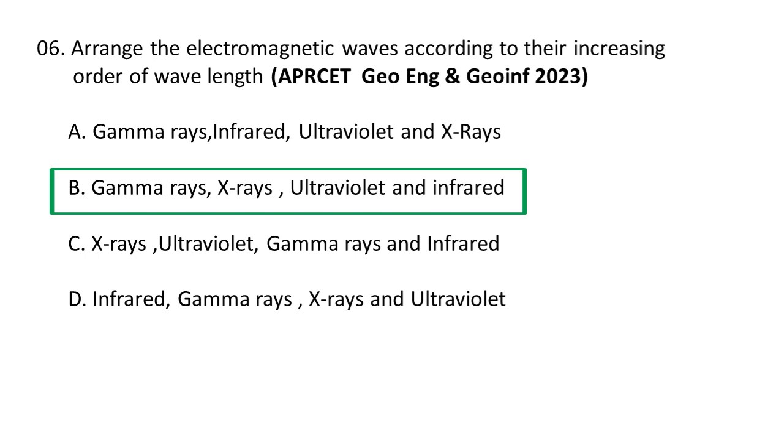ultraviolet and infrared rays. Gamma rays have less than 1 nanometer and X-rays have roughly around 1 to 10 nanometers wavelength, and ultraviolet rays have 10 to 400 nanometers, and visible light is about 400 to 800 nanometers, and infrared rays 800 to 10^5 nanometers. So, according to the increasing order of wavelength, the option goes as gamma rays, X-rays, UV rays and infrared rays. B is the correct option.